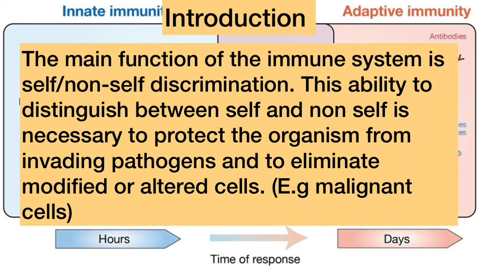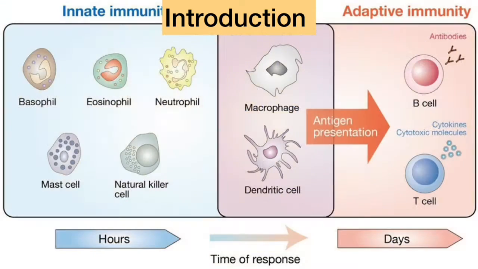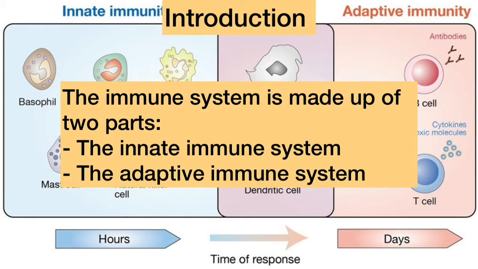The main function of the immune system is self versus non-self discrimination. This ability to distinguish between self and non-self is necessary to protect the organism from invading pathogens and to eliminate modified or altered cells. This is so because the immune system recognizes normal cells of the human body as self and modified or altered cells or invading pathogens as non-self. The immune system is made up of two parts: the innate immune system and the adaptive immune system.